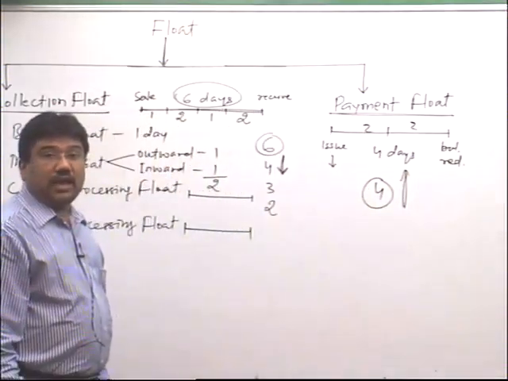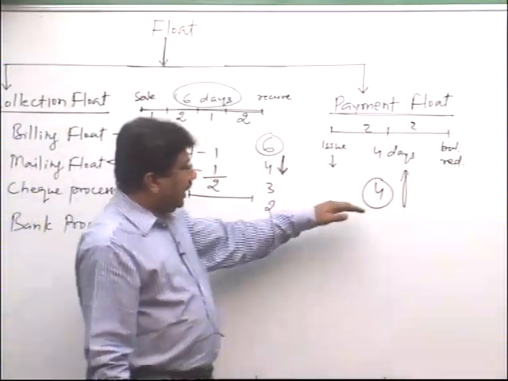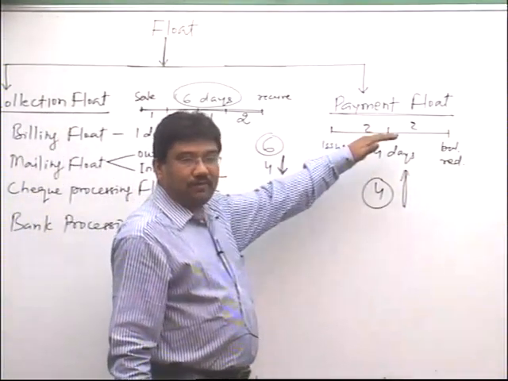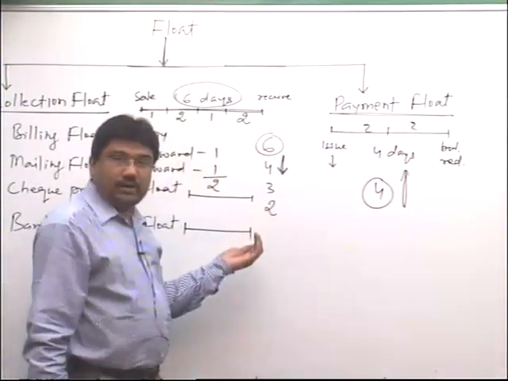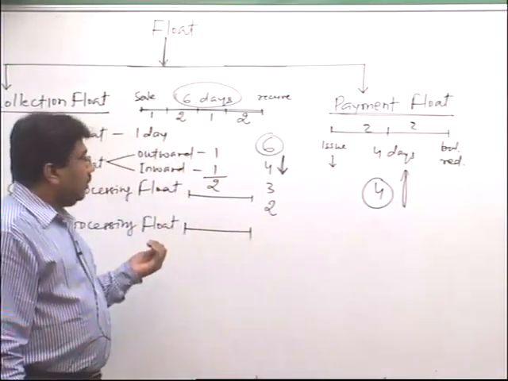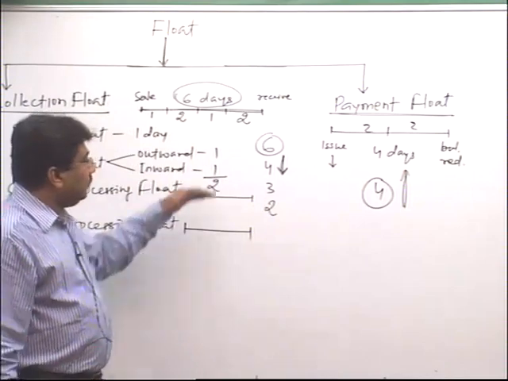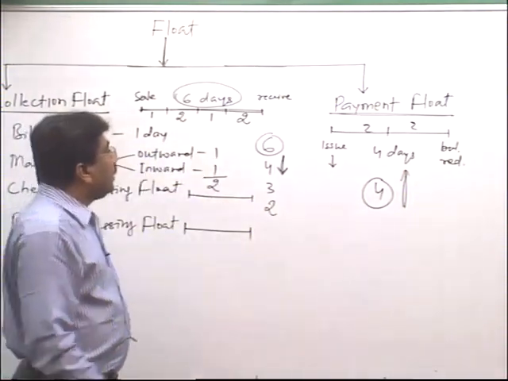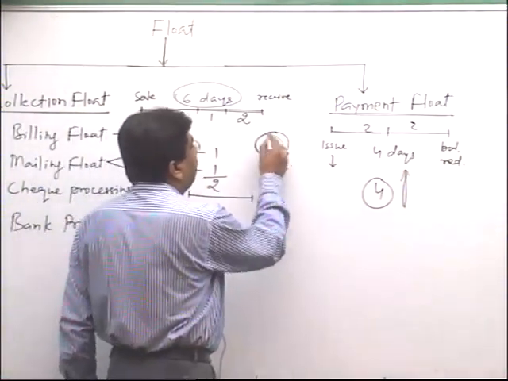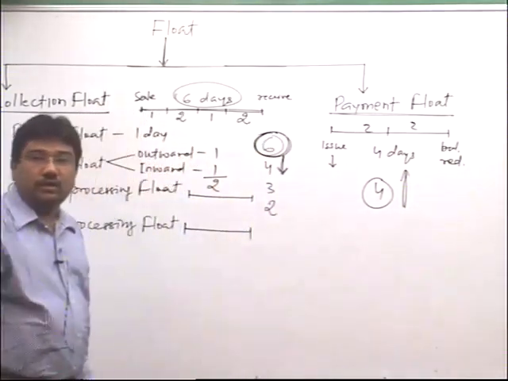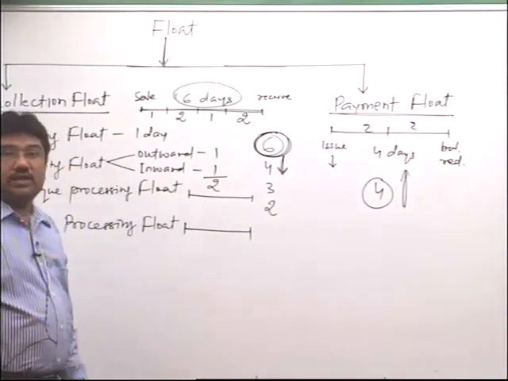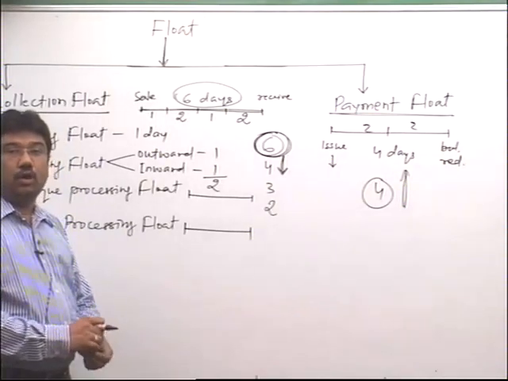To delay the cash outflow, we deliberately want to increase the payment float, and to collect the cash inflow fast, we want to reduce the collection float. Now how to reduce this collection float? For that there are two techniques. One is concentration banking and second is lockbox system.